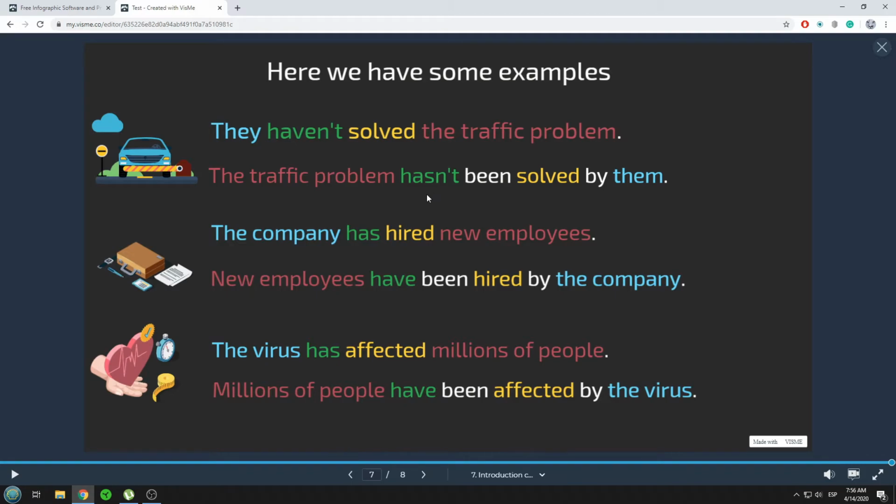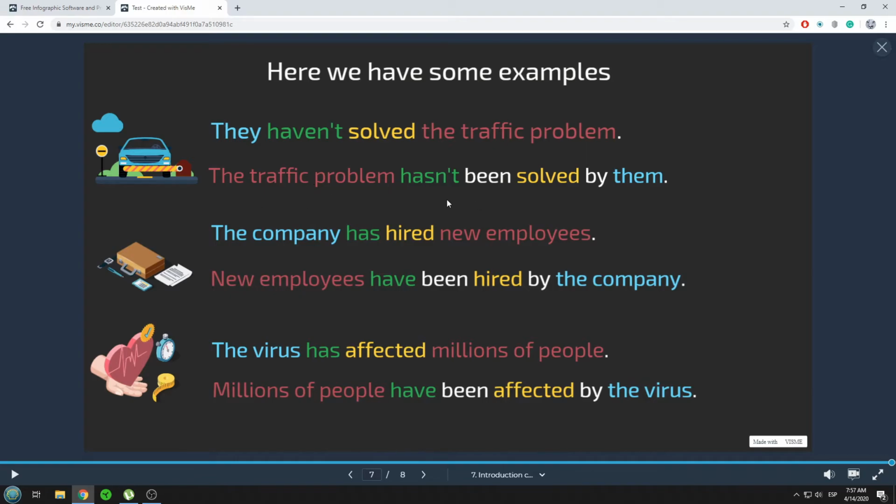The reason I don't put haven't and I put hasn't is very simple. They is a plural, so the auxiliary needs to be have. However, the traffic problem is not a plural. It is a third person. In other words, it's a thing. So hasn't. Remember, have is only for plural, or for I, or for you, or for they, but not for he, she, it. The traffic problem is a thing.